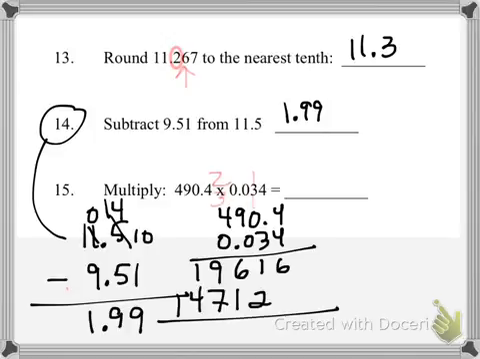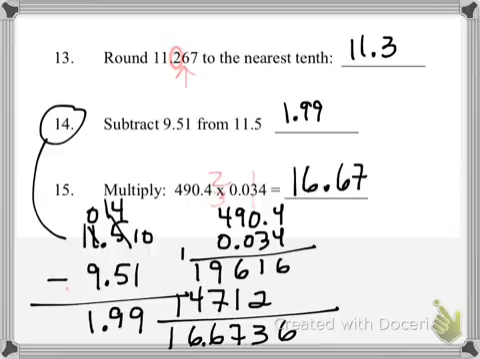Now we just need to go through and add everything up. 6, 3, 7, 16, carry the 1, 6 and 1, and then count up your decimal places. We've got 4 decimal places that we need to account for. The number on the top has 1 decimal place, the number on the bottom has 3 decimal places. So we're going to place our decimal right at 16, between the 6's there. 16.6736 is your final answer.